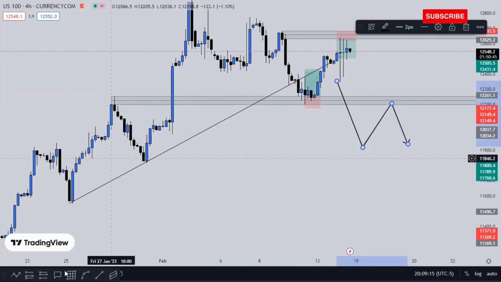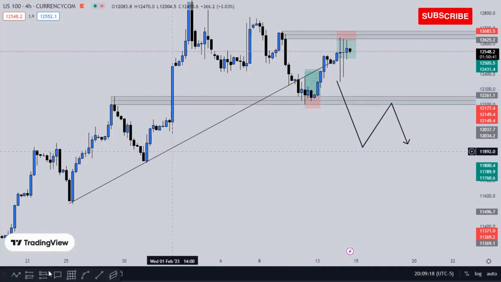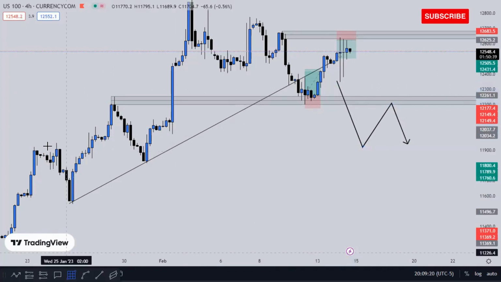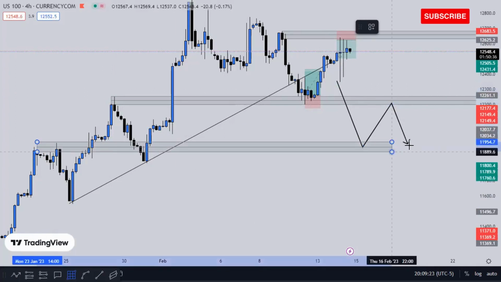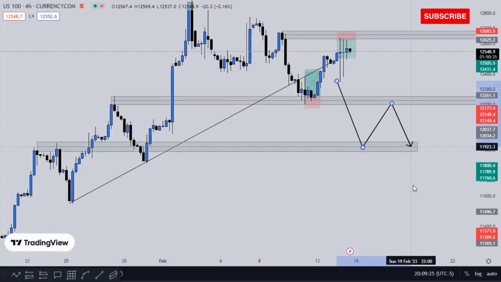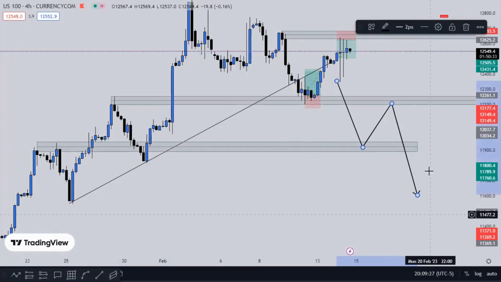Then if it comes down here, I'm still seeing another key level here. I might just draw it like this. Then I will look for another break and retest, and I sell, unless we have a break to the upside.